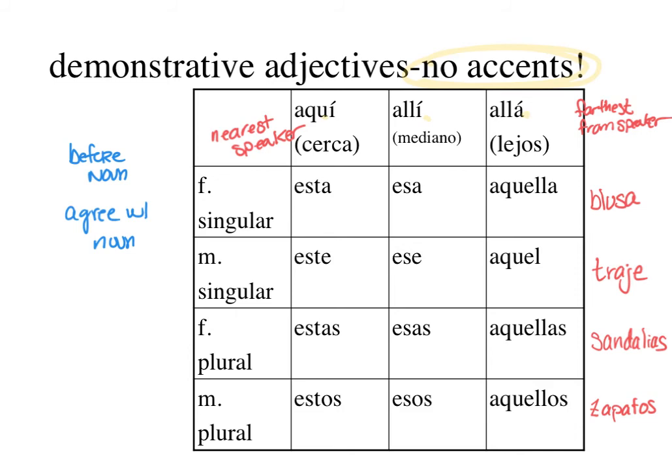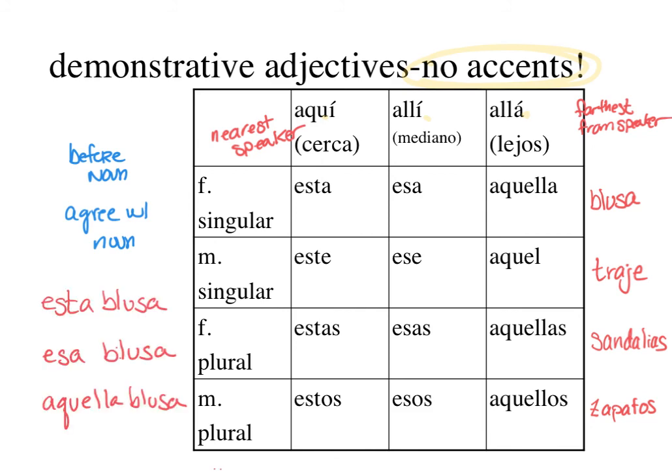If it's kind of in a mid-range, maybe it's near the person I'm talking to, but a little bit farther away from me, I would say esa blusa, ese traje, esas sandalias, or esos zapatos. And if it's kind of far away from me, farthest from the speaker, aquella blusa, aquel traje, aquellas sandalias, or aquellos zapatos. Remember that the double L in Spanish has a Y sound.